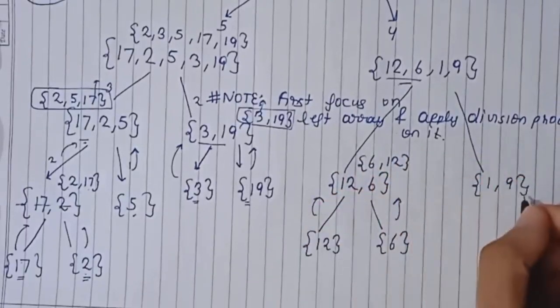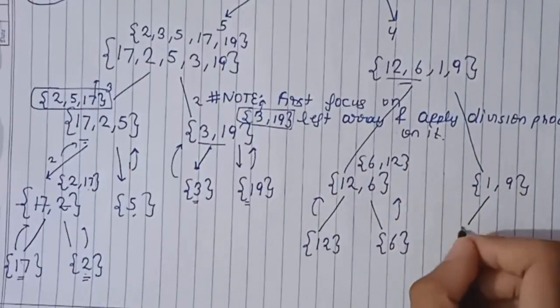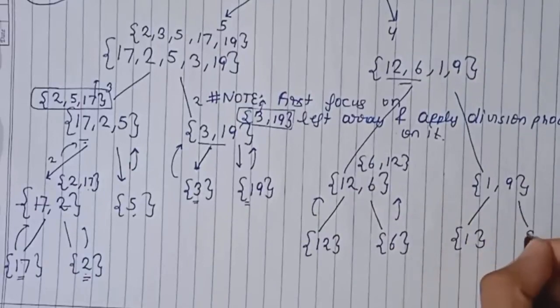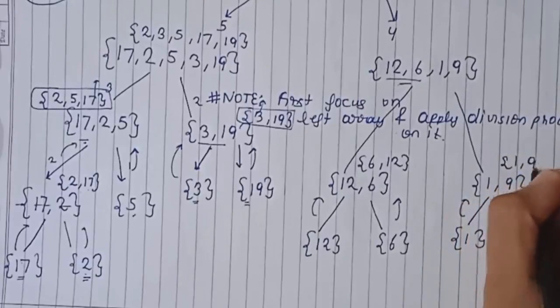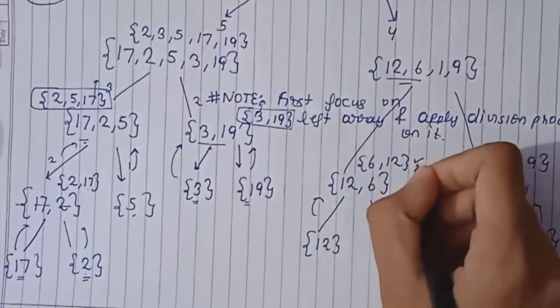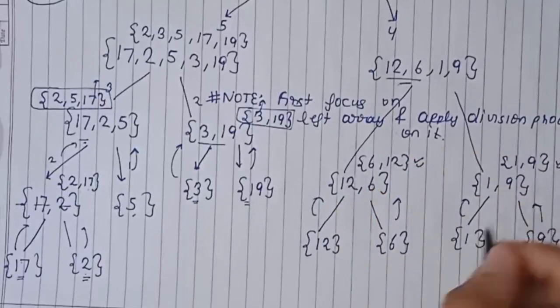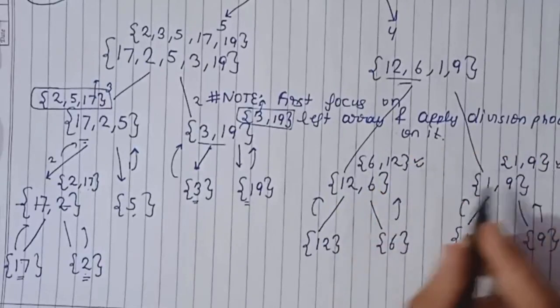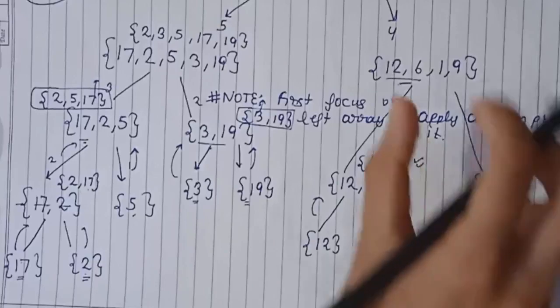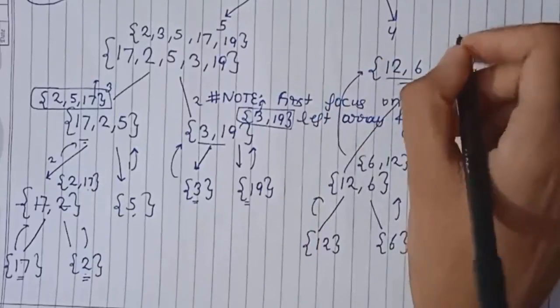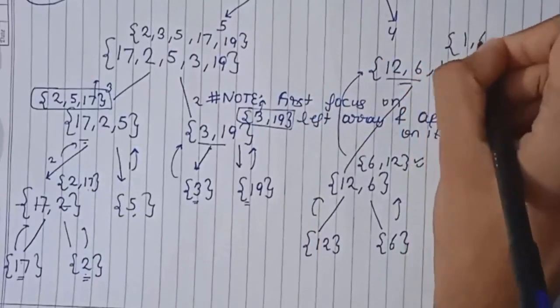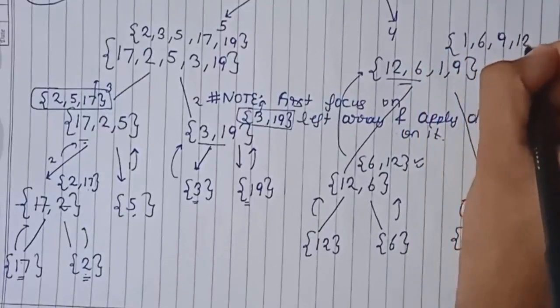Now we'll come on to this part. Since this is not a single element array, the division procedure applies on it. Here I will get 1, here I will get 9. Again the merge procedure will apply on this and I will get 1, 9. Now you will note that at this step we have got two sorted arrays, and since we have got two sorted arrays, the merge procedure will enter into the game and merge them to form a single sorted array. So here we will get 1, 6, 9, 12.